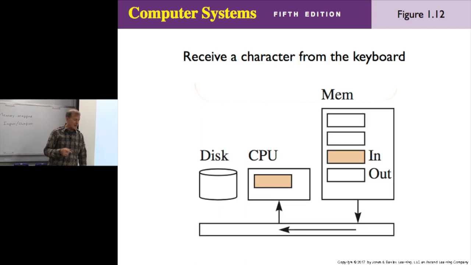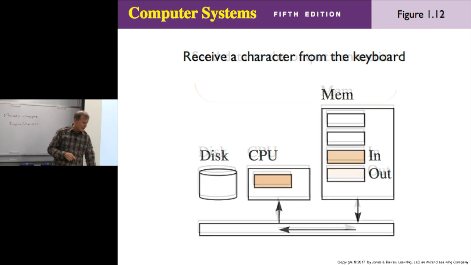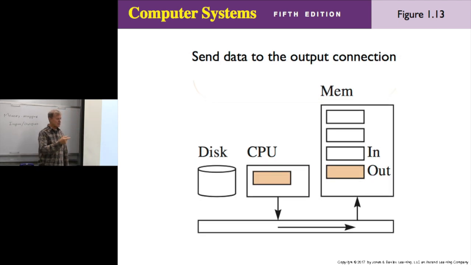All right? And so here, when you receive a character from the keyboard, what has to happen in this computer system? The keyboard is wired into memory, so you press a letter, boom, that letter goes into memory. In order to process that, the CPU has to take that letter from memory into the CPU, process it, and then send it back. Does everybody see how that works? So that's receiving a character. If you send data to an output connection, it goes from the CPU to the output port of the memory. Memory mapped I/O, figure 1.13.